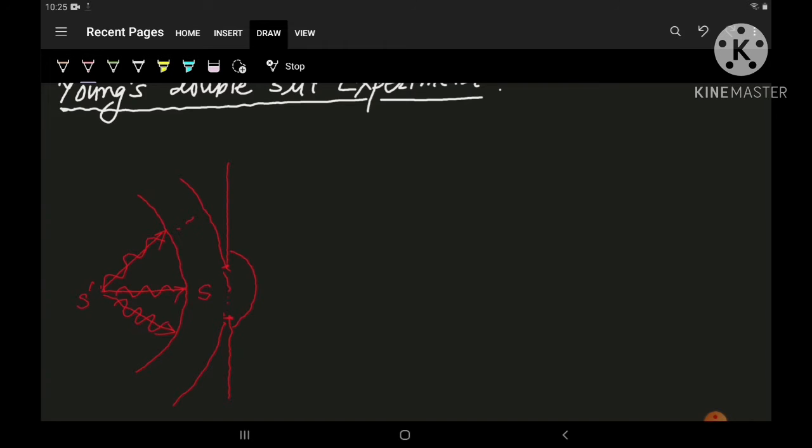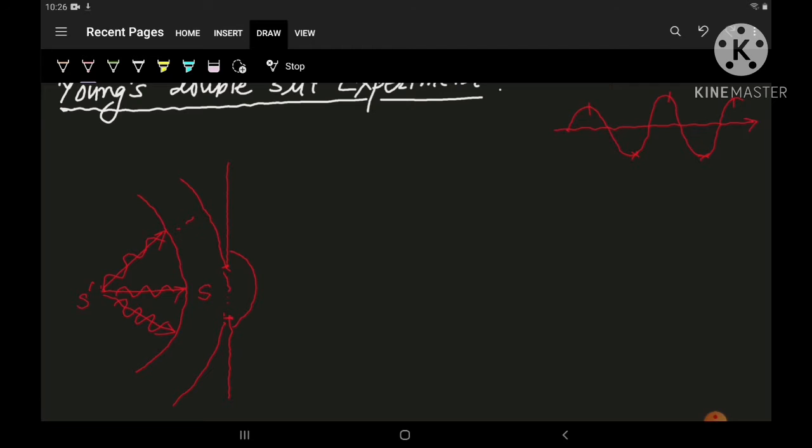Because we have to perform the calculation here, let us try to draw the different wavefronts corresponding to the crest and trough of the waves. We know that a wave will move in the form of crest and trough. So suppose this is a wave. This is the crest and this is the trough. Crest and trough, again crest and then trough.